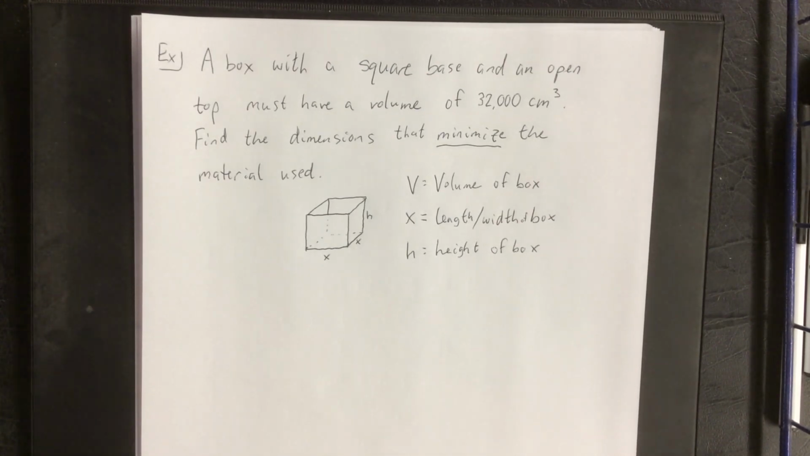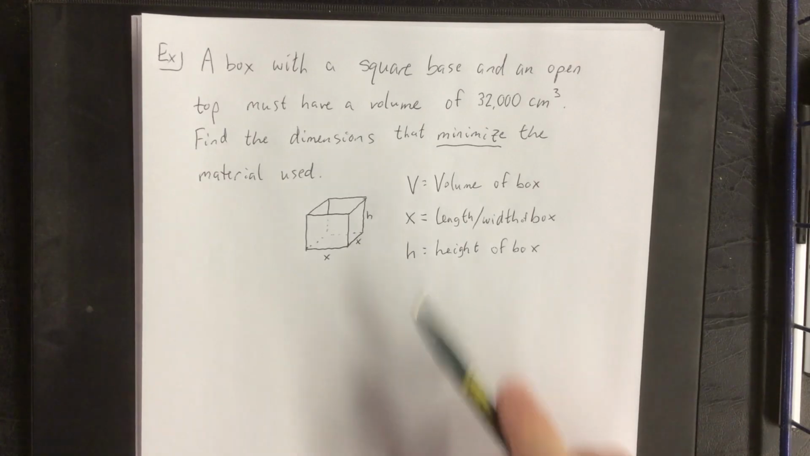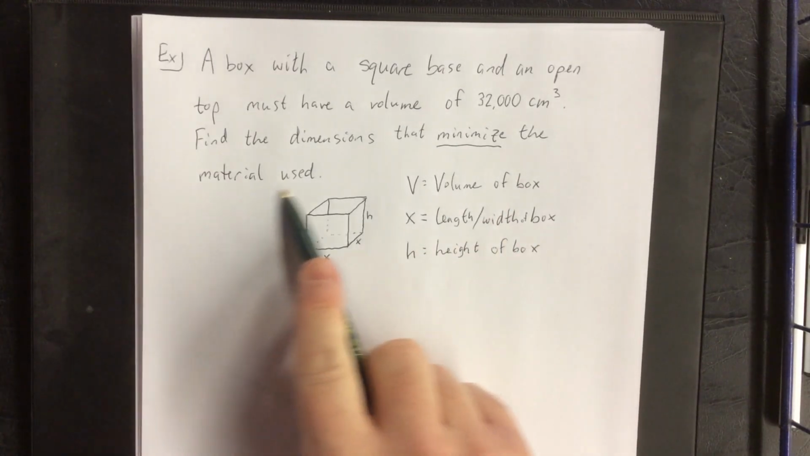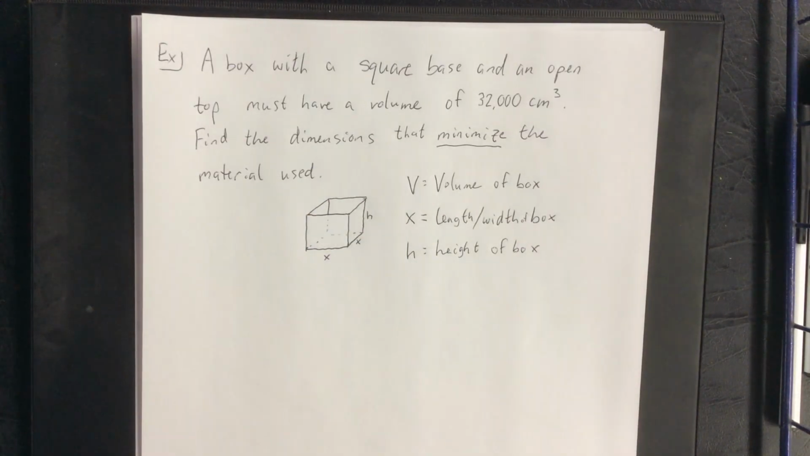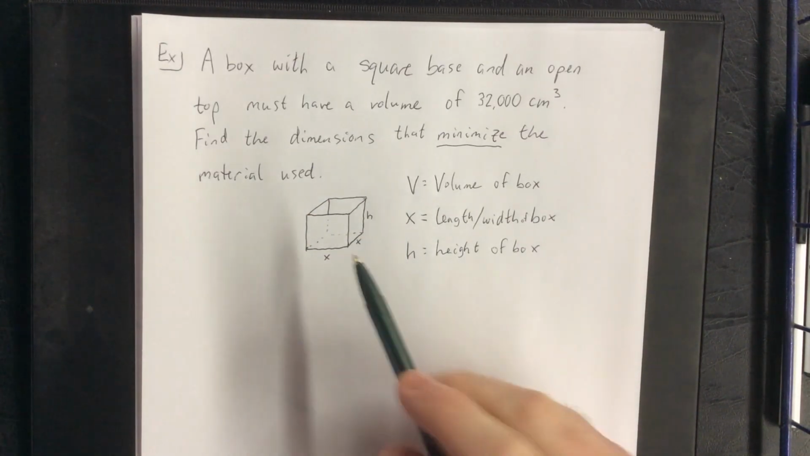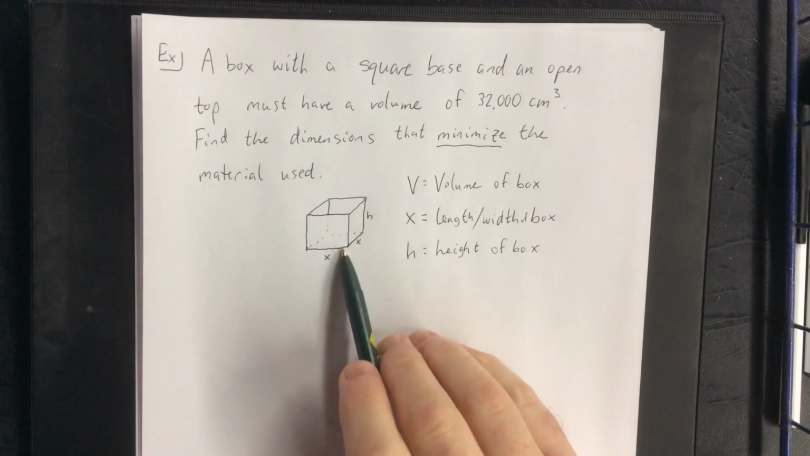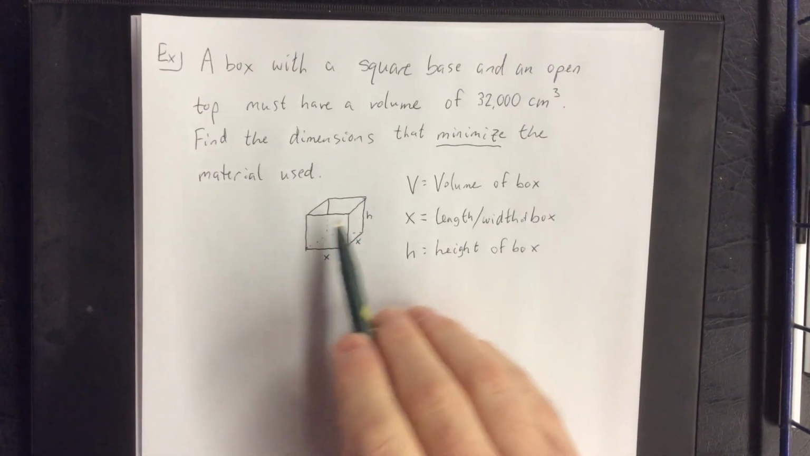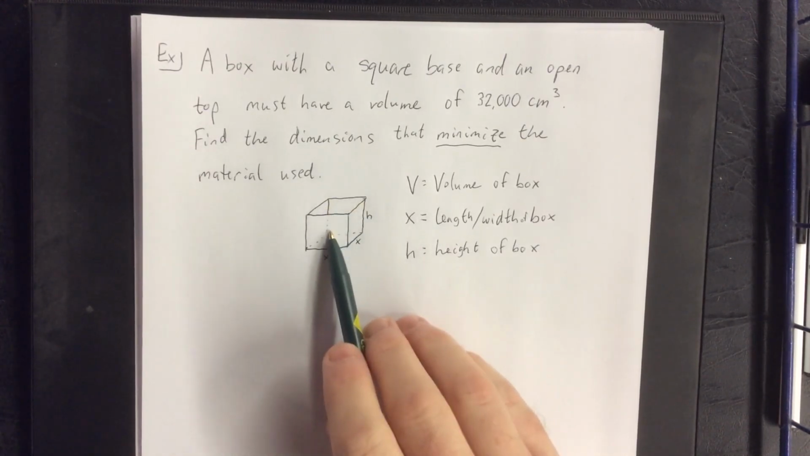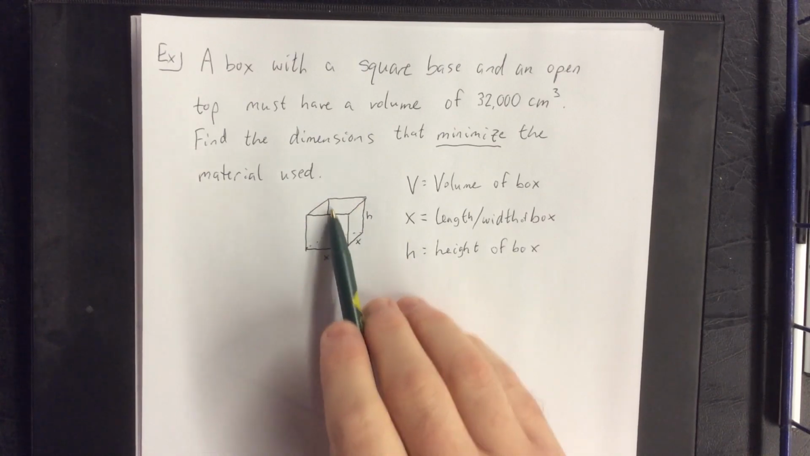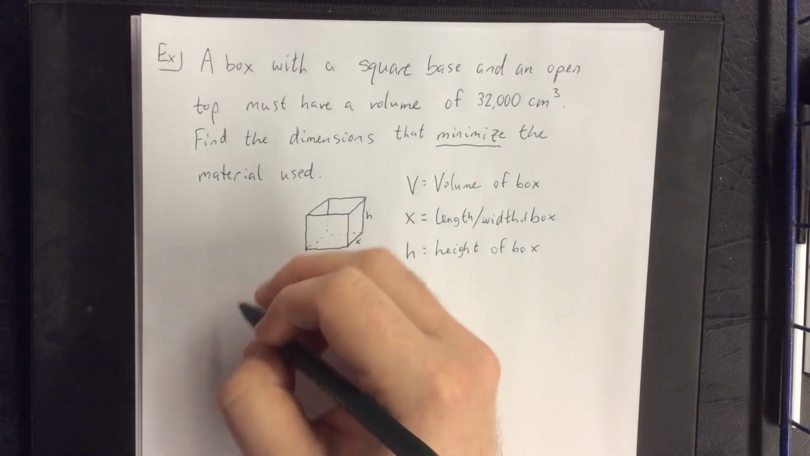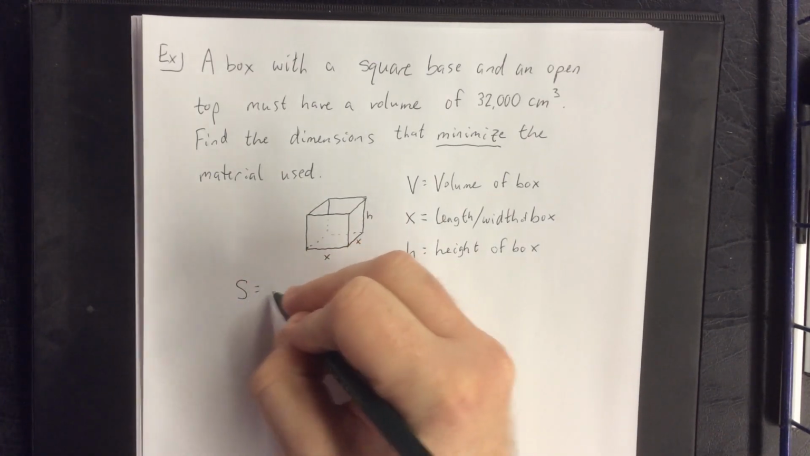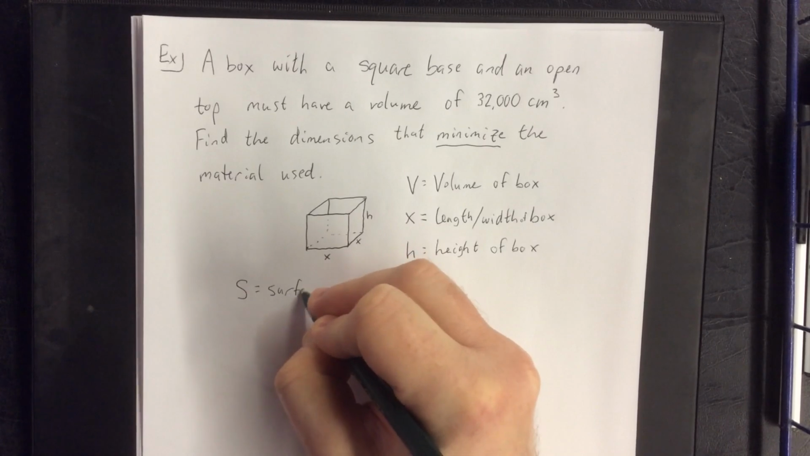Now, what are we actually asked to optimize in this? We're trying to minimize the amount of material used to create this box. Now, with that in mind, the materials that would be used to create this box would be that square base that we have here, as well as the 4 side walls. Those are all rectangles and squares, which means that in order to minimize the amount of material used, we need to minimize the surface area of the box. We'll define S to be the surface area of the box.